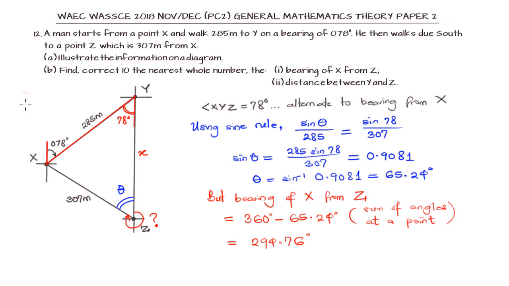Now we're asked to find it correct to the nearest whole number. And even if we are not asked to, normally bearings are given in 3 digits. We don't include decimal places in bearing. So we also need to know that in our further questions, bearing is always in 3 digits. So the bearing of x from z will approximately be 295 degrees, and that is our solution.